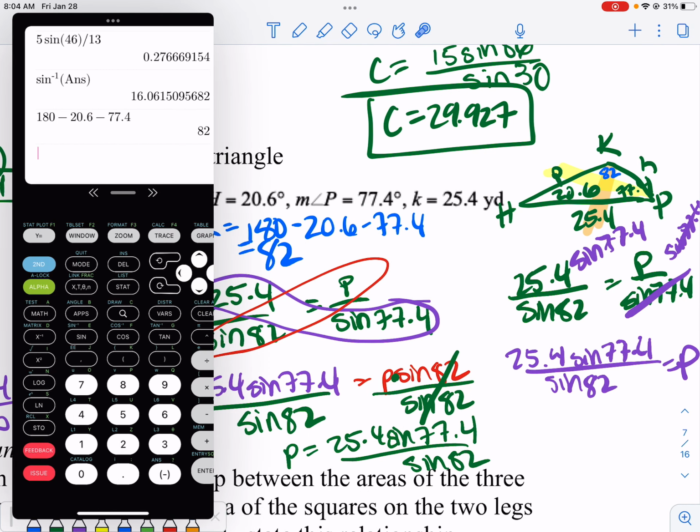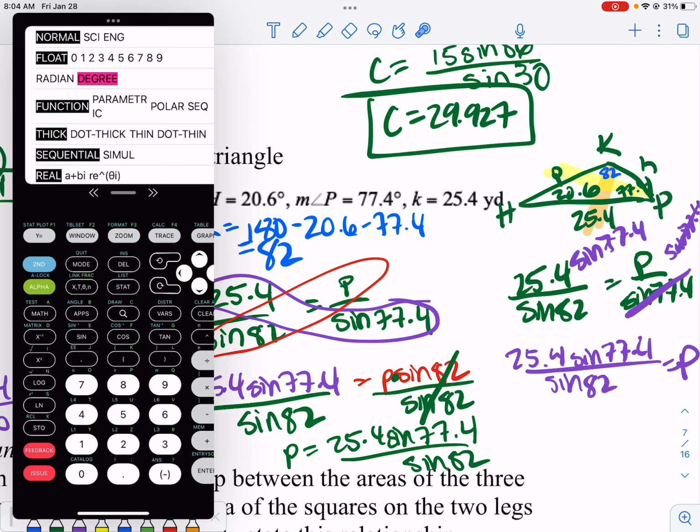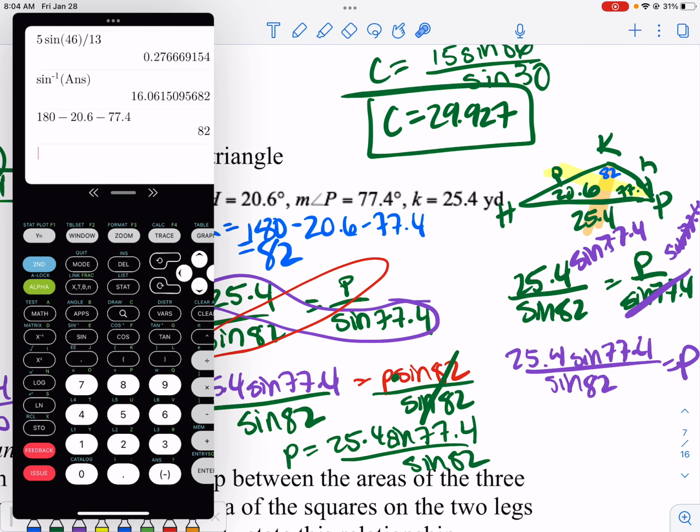So now let's make sure we've got the proper calculator skills. You need to make sure that your mode is in degree. Mine is. So we're going to do 25.4 sine of 77.4, and then you have to make sure to close that parenthesis. If you don't, it's going to give you the wrong answer because you told it to do the wrong thing. Then we divide by sine of 82, and you can close your parenthesis.